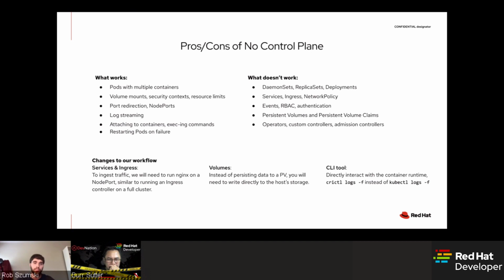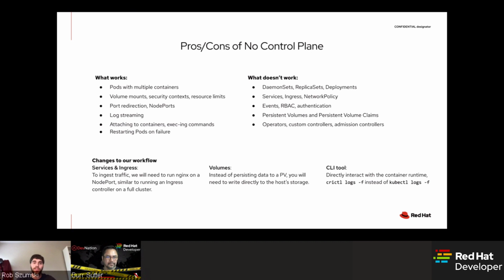We've got pods as a way to start multiple containers and have multiple pieces of software deployed side by side, doing volume mounts between those different containers, setting security contexts, resource limits, protecting the node from the workloads. All the stuff about networking, so you get the port redirection and indirection that people love in Kube. You get node ports, of course, if you need to listen for things on the outside world. You get all the debugging via log streaming. You can attach to the containers in the pod.